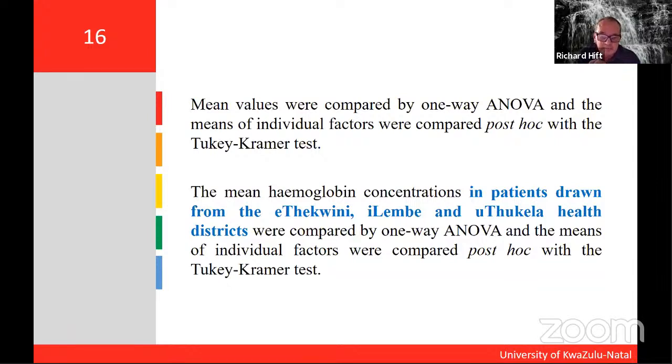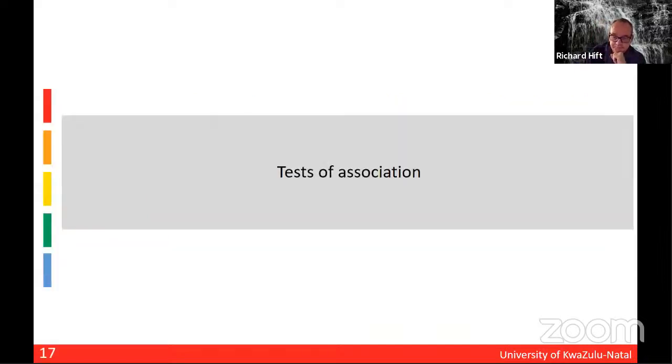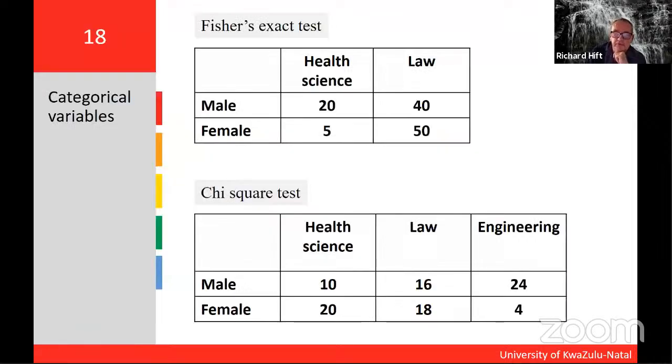But if you're only doing a thing once, it's perfectly acceptable to write the names of the actual data points that were subjected to statistical tests in the methodology. So that was tests of comparison. What about tests of association?